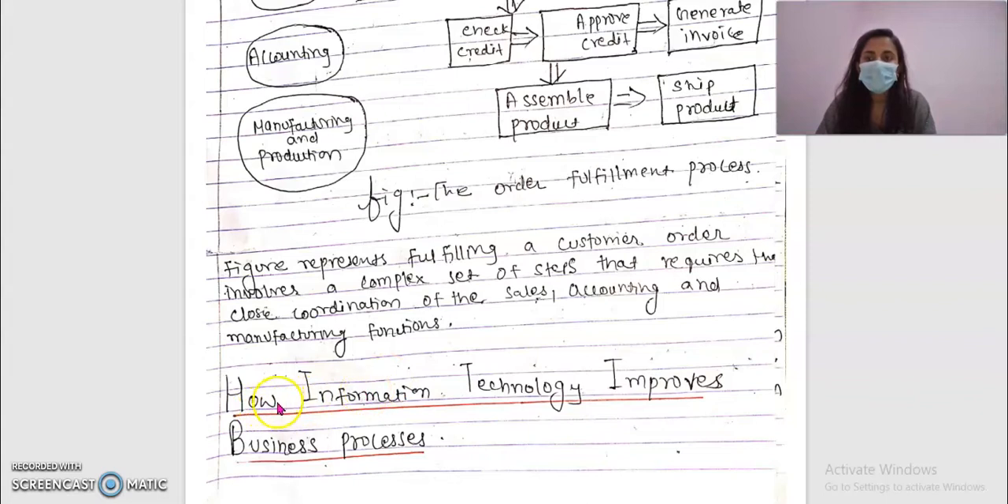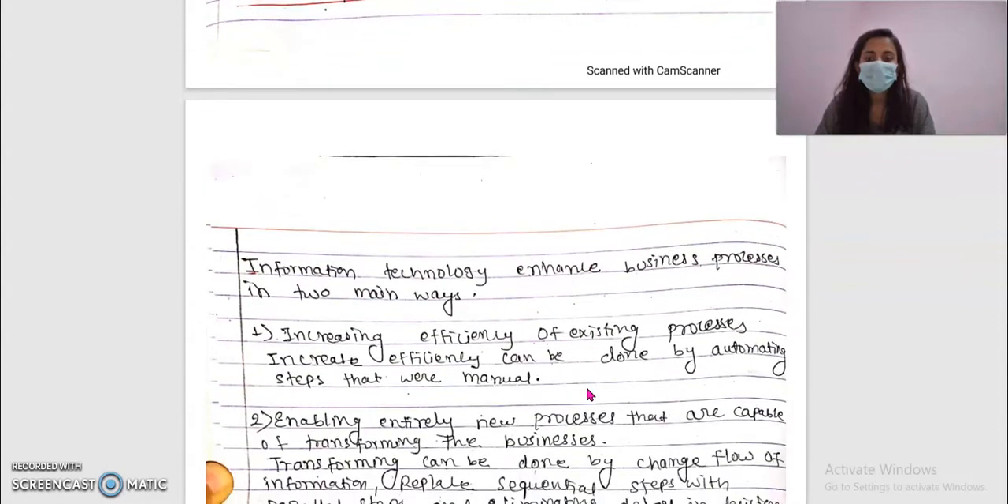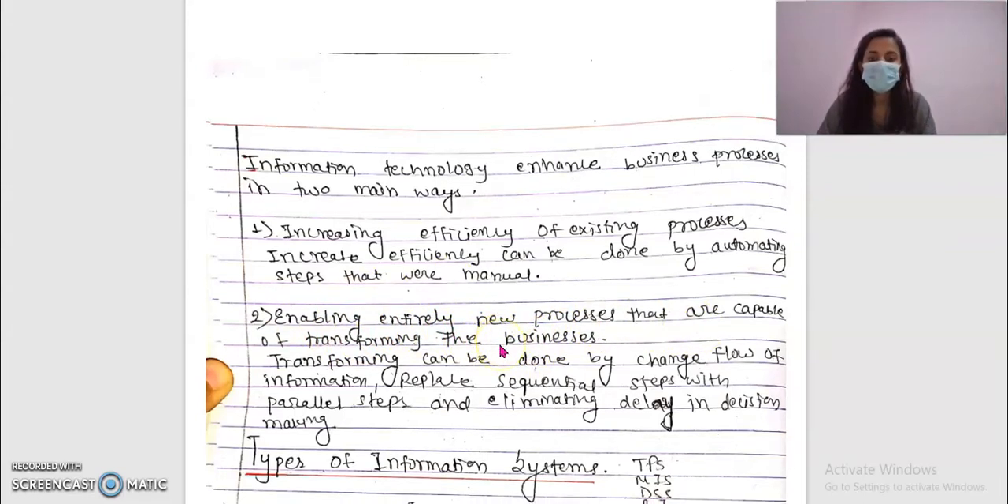Now moving to our next topic, how information technology improves business processes. Information technology enhances business processes in two ways. By increasing efficiency of existing processes, which can be done by automating steps that were manual. And by enabling entirely new processes that are capable of transforming the businesses.